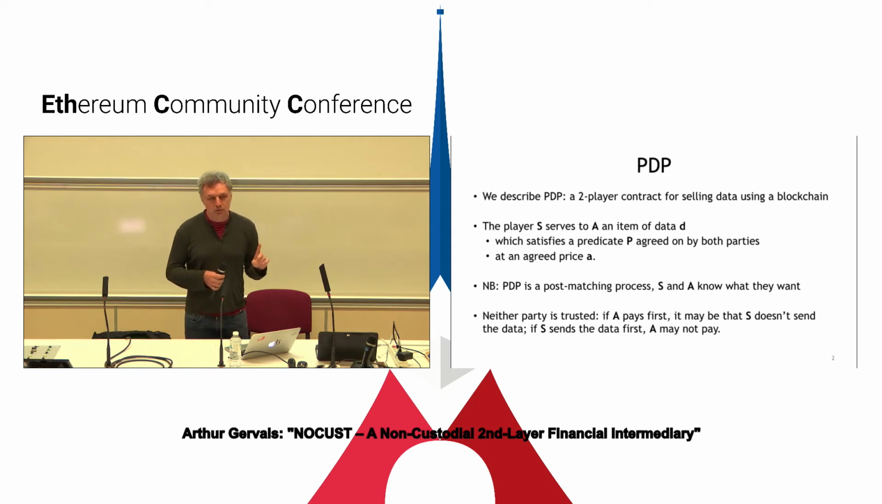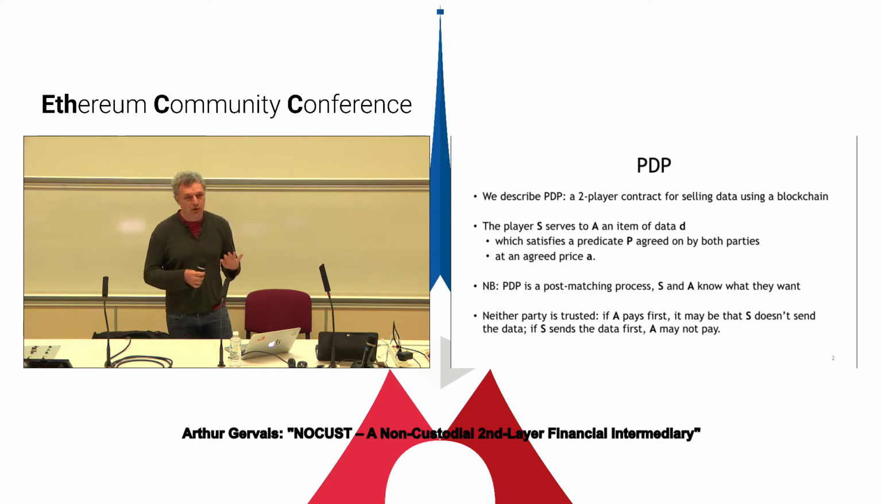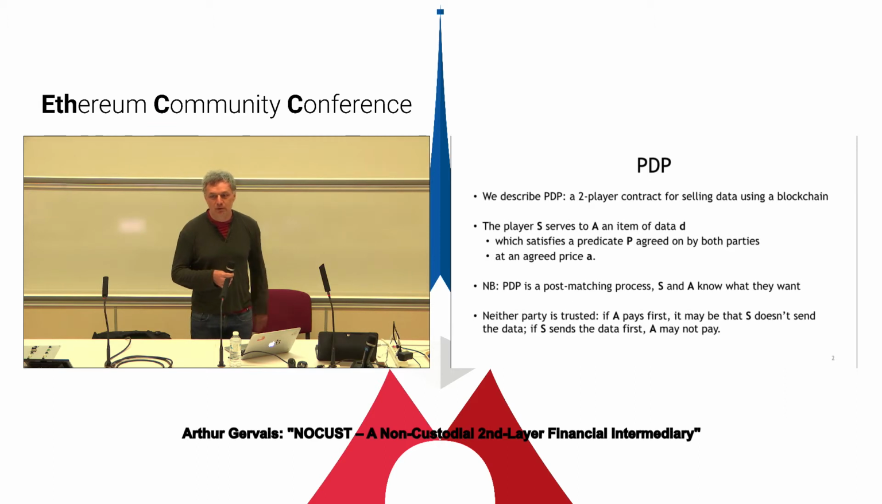So this is not a matching algorithm, so the server and the buyer already know what they want to do. They've already narrowed down to a definition of the swap that they want to achieve between them. So it's all just about how you're going to settle that swap cheaply and fairly.